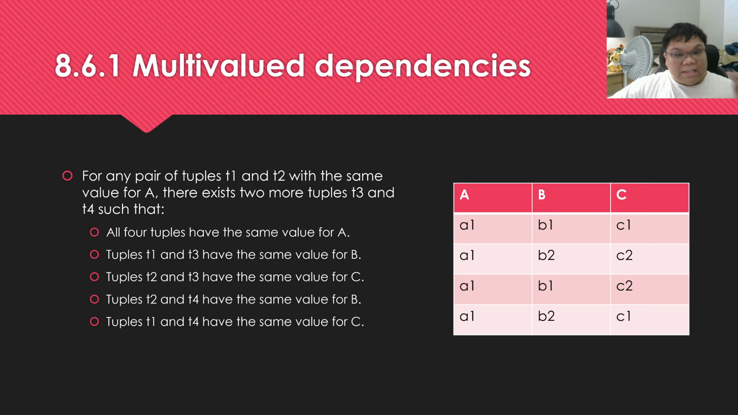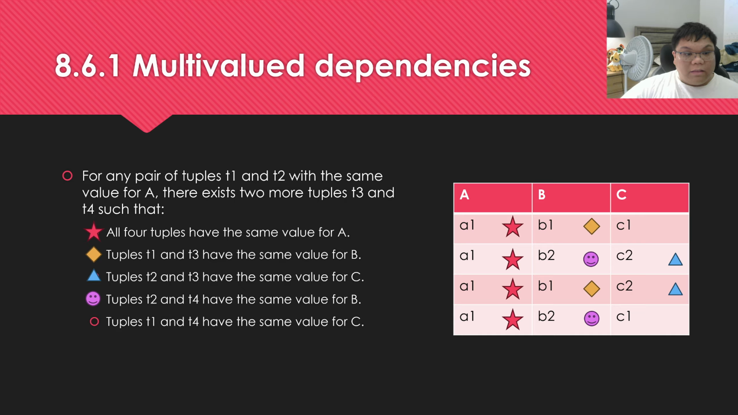So, in the simplified case where alpha, beta, and all other attributes are all singular attributes, for any pair of tuples T1 and T2 with the same value for A, there exist two more tuples T3 and T4, such that all four tuples have the same value for A. Tuples T1 and T3 have the same value for B. Tuples T2 and T3 have the same value for C. Tuples T2 and T4 have the same value for B. Tuples T1 and T4 have the same value for C. Do you see what's going on here?